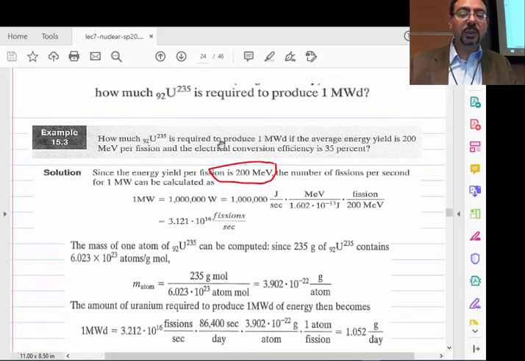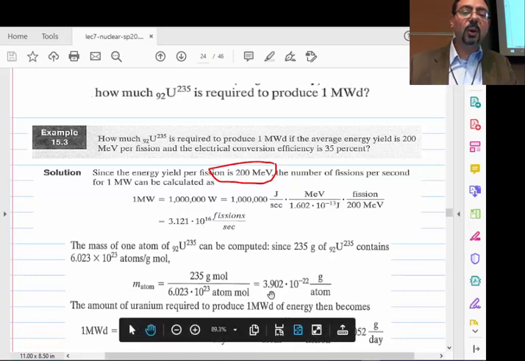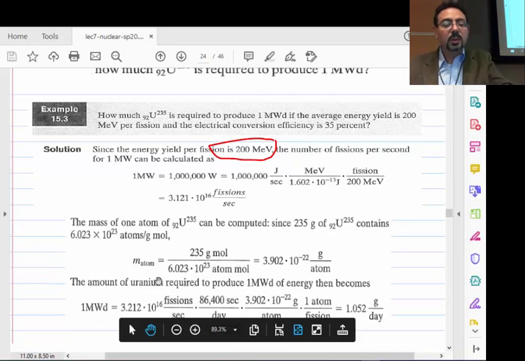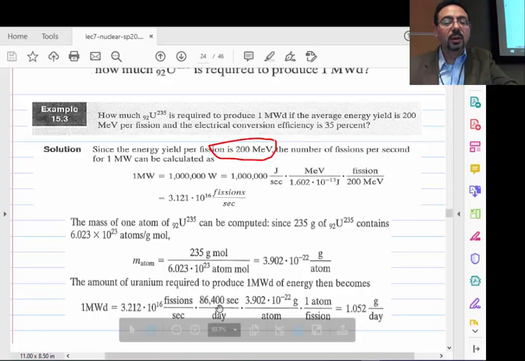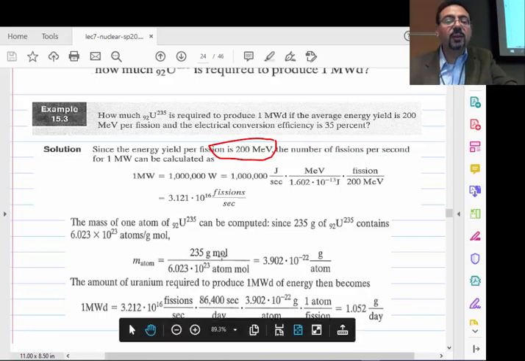So now to figure out the mass of this, he needs to just multiply by, this is how many atoms you want to break per second, so you need to multiply by the weight of each atom. So he's getting the mass of every atom. And he's basically saying, I know the molecular weight of U-235. It's 235, that's why it's called 235. Right? So 235 gram per mole per atom.